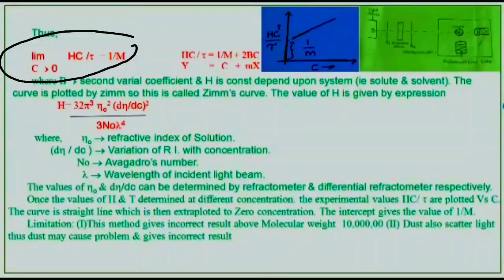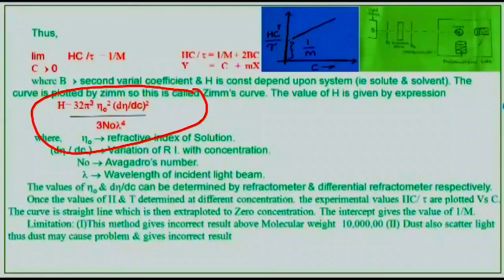where B is nothing but second virial constant and H is a constant which can be calculated by using the expression H is equal to 32 pi cube eta0 square in bracket del eta upon del c whole square divided by 3 N0 lambda raised to power 4, where eta0 is refractive index of solution. Del eta by del c is nothing but variation of refractive index with concentration. N0 is Avogadro's number and lambda is wavelength of incident light. The value of eta0 and del eta by del c can be determined by refractometer and differential refractometer respectively.